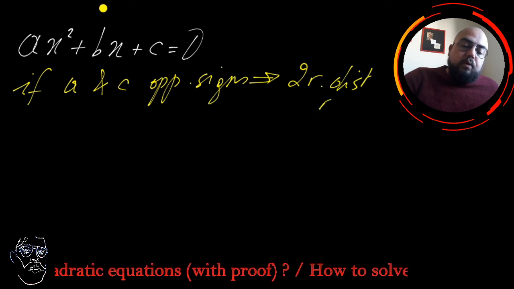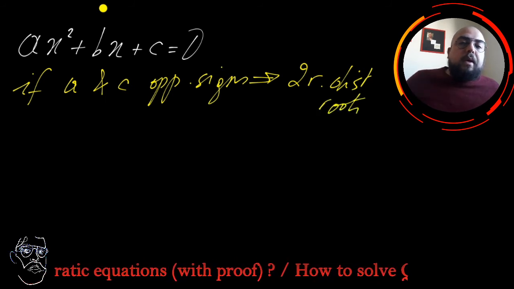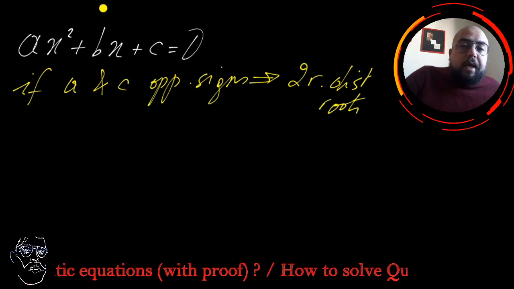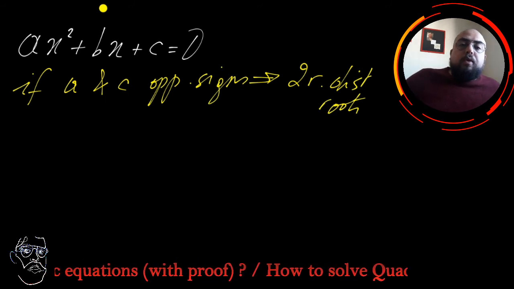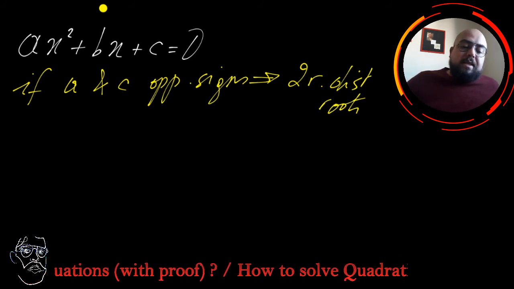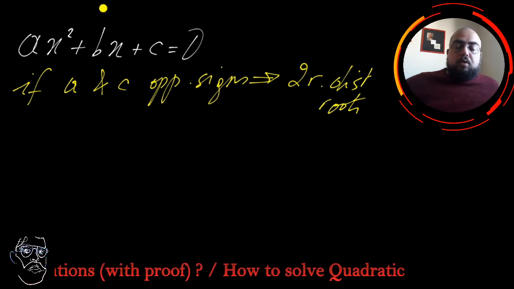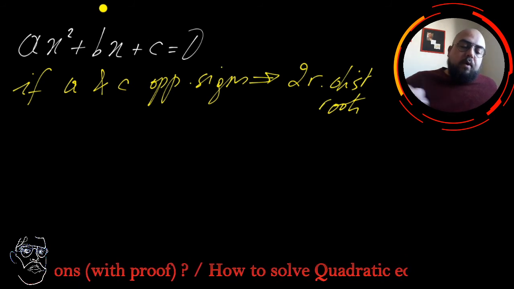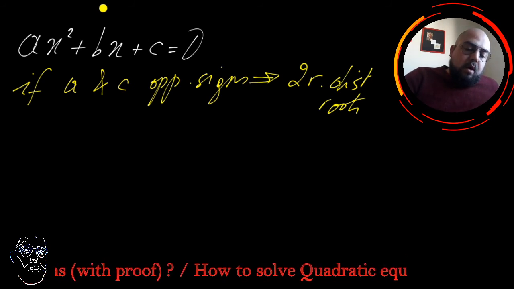Two real distinct roots. So it could be that a question is, without calculating the discriminant, show that this equation has two real distinct roots. You simply check a and c. When a and c have opposite signs, you know that you will have two real distinct roots.